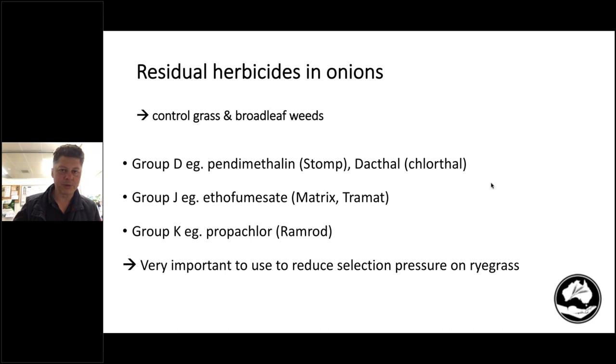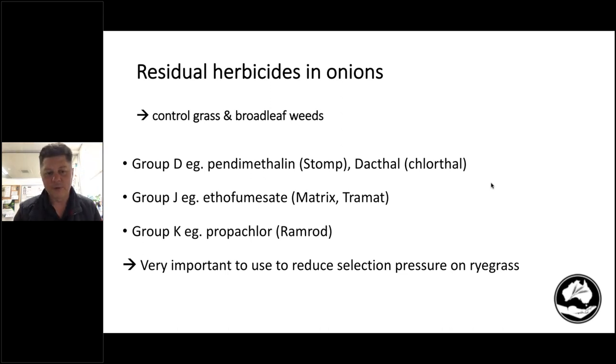So when you're spraying your post-emergent herbicide, you've got less exposure, you've got fewer weeds, so the chances of selecting for resistance is a lot less than if you're starting with a massive, massive density of weeds that would be there if you hadn't used your residual herbicide.